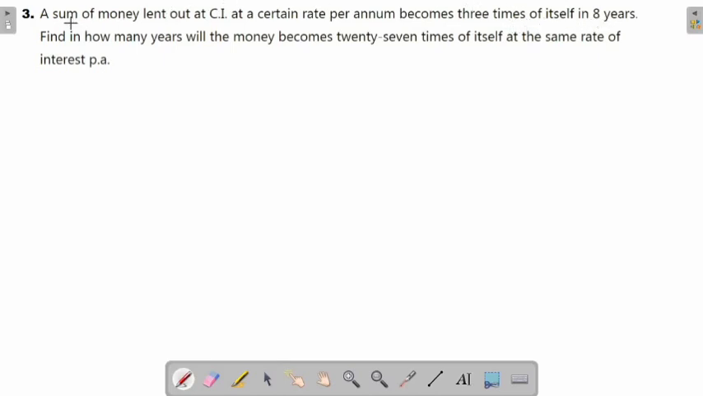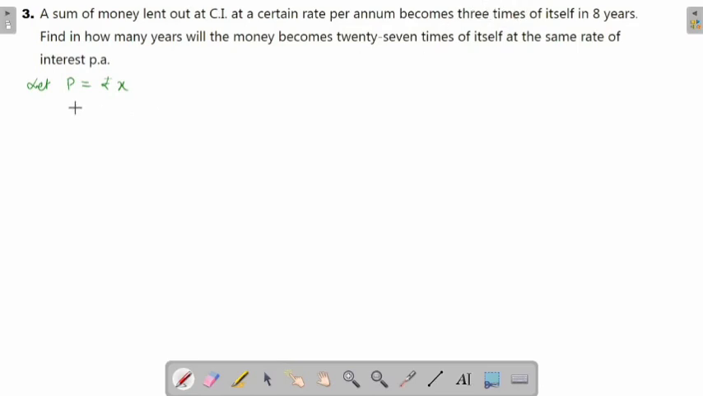Let's understand. A sum of money: there is some money, we don't know how much that is, so let my principal be rupees x. Now, at a certain rate, we don't know the rate either, so we will take the rate to be r itself. It becomes 3 times of itself in 8 years. That means the amount becomes 3 times of the principal.